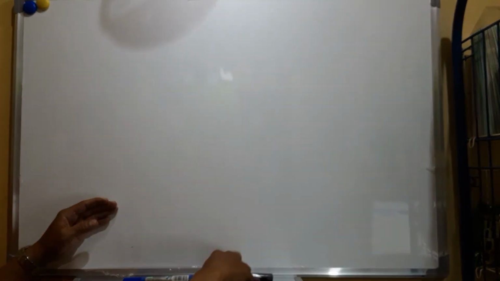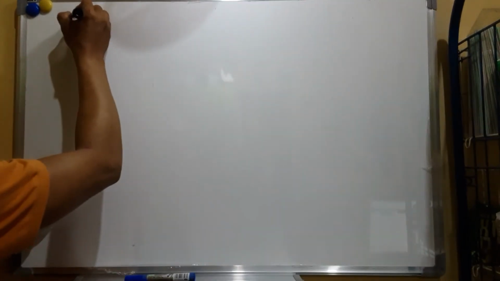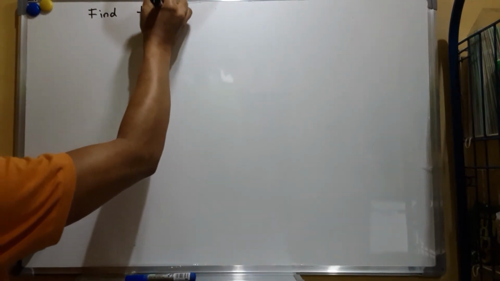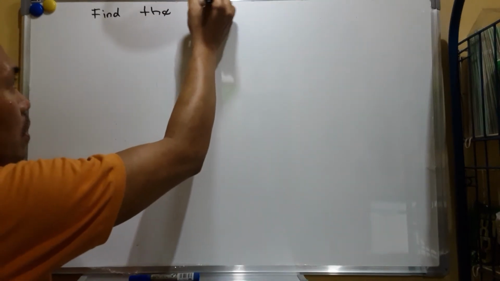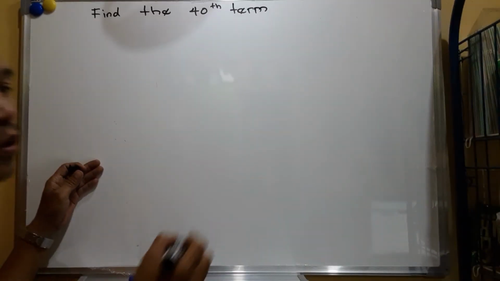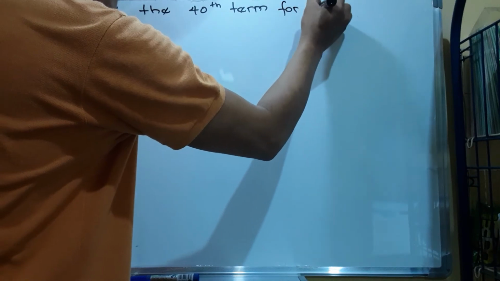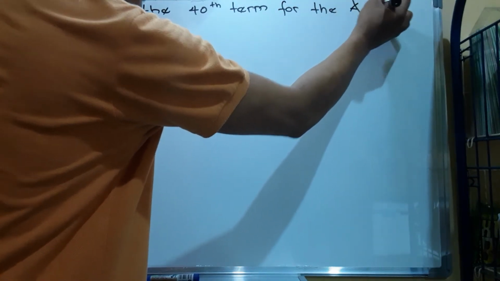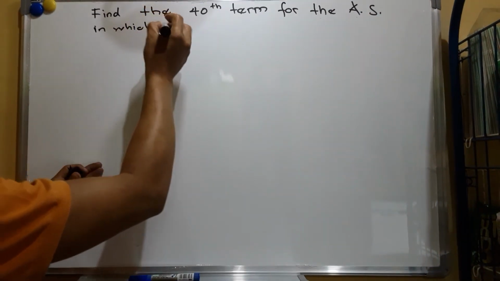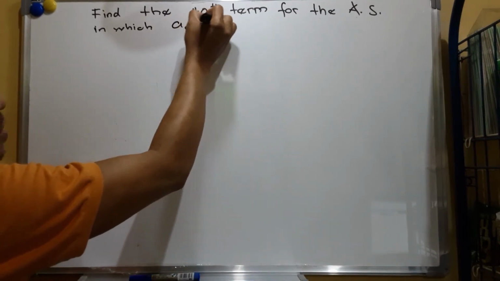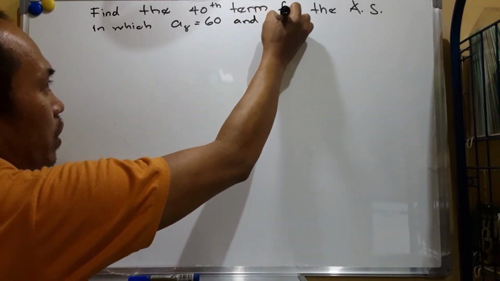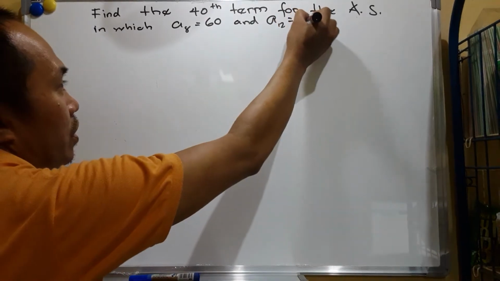So, another one is, let's say, find the 40th term for the arithmetic sequence in which a sub 8 is 60 and a sub 12 is 48.